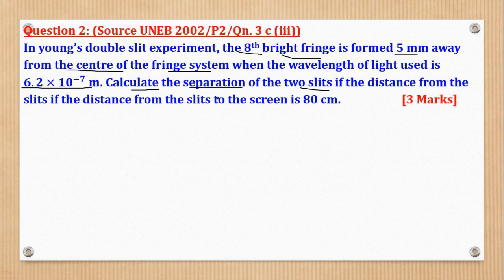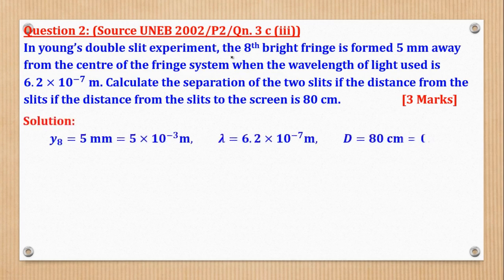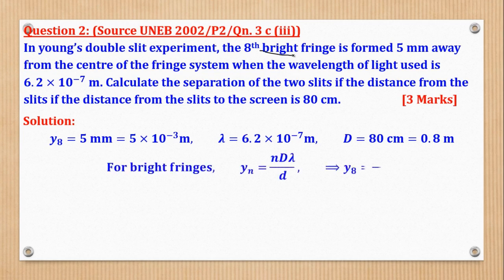If the distance from the slits to the screen is 80 centimeters, this is the value of capital D. So we shall come and first of all interpret what is given. This is y8, convert to meters. Then wavelength, it is that, and capital D is that. And they have talked about a bright fringe, meaning the formula I'm going to quote is the formula for a bright fringe to be formed.